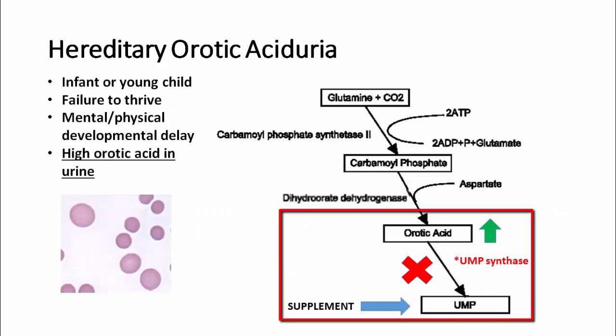So if we reference back to this part of the pathway, we can see that a deficiency in UMP synthase will lead to an accumulation of orotic acid, which will cause some of the symptoms that we're talking about in terms of mental and physical developmental delay. We can also see that giving UMP, or uridine, will bypass this enzyme, which is usually how we're going to end up treating this condition.